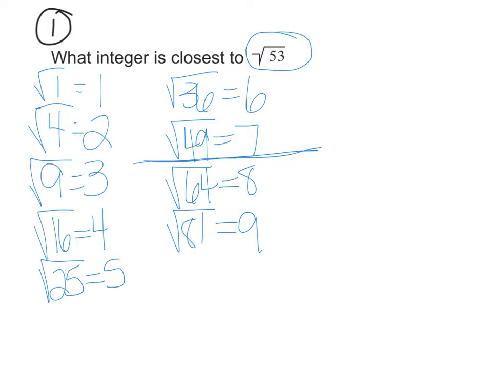And what it's asking is what integer. So an integer means not a fraction, not a decimal. Just a number, positive or negative. So 53, would it be closer to 49 or 64? Well, 53 is closer to 49, so when it asks what is the closest integer to square root of 53, our answer is going to be 7. And that is a good way to estimate. Like on the ACT, when it asks you to estimate, that's what it's asking. So you got to know your perfect squares for that.